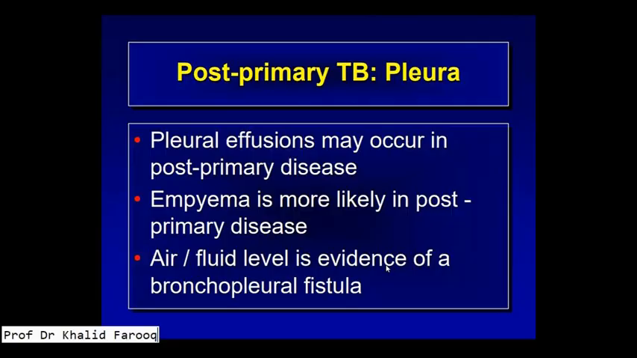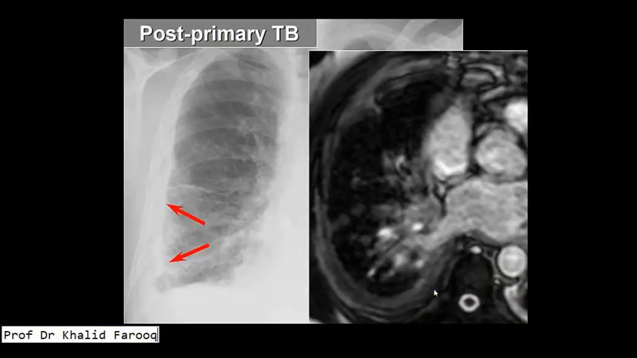And here we have a post-primary involvement of the pleura. Pleural effusion may occur in post-primary disease, but it is less common. Empyema is more likely in post-primary disease, while air fluid levels suggest bronchopleural fistula. Here we have a slide showing pleural thickening in the right lung, and this can be confirmed with the help of MRI of the chest, where we can see pleural thickening.